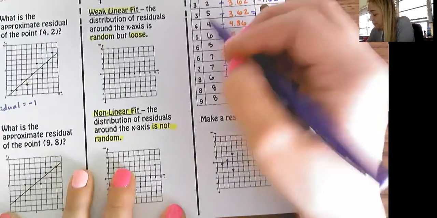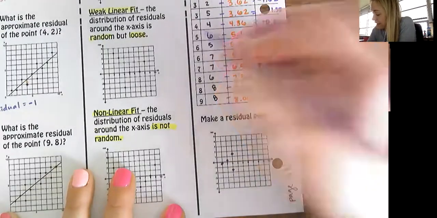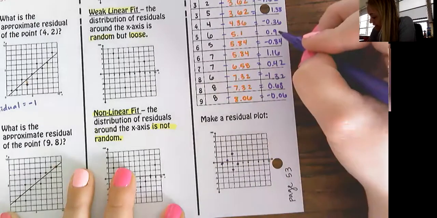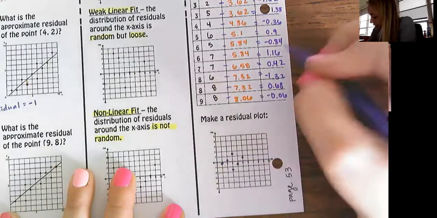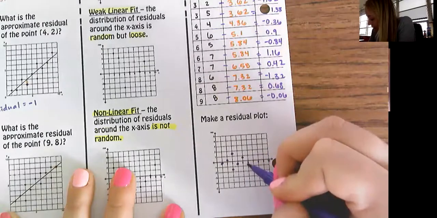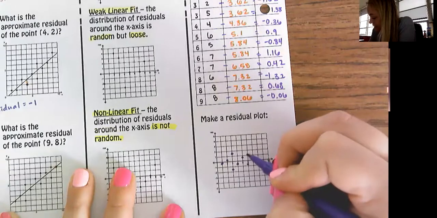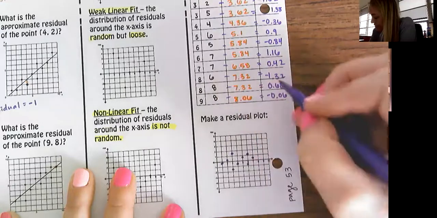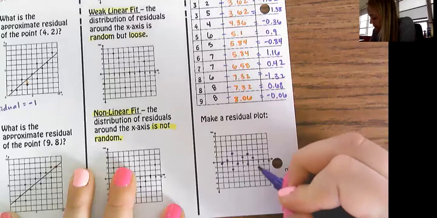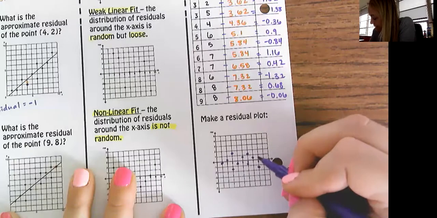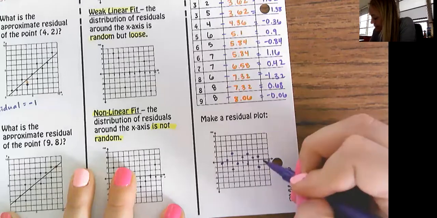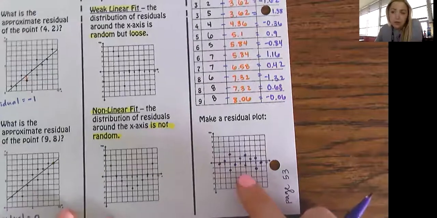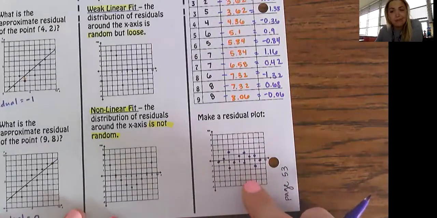And I'm plotting these from up above. So I've got my x value is 4 to the right, down 0.36. Then I have 5 to the right, up 0.9, almost to 1. 6 to the right, down 0.84. Then also 6 to the right, up 1.16. 7 to the right, up 0.42. 8 to the right, down 1.32. 8 to the right, up 0.68. And 9 to the right, down 0.06. That is a beautiful looking residual plot, if I do say so myself.